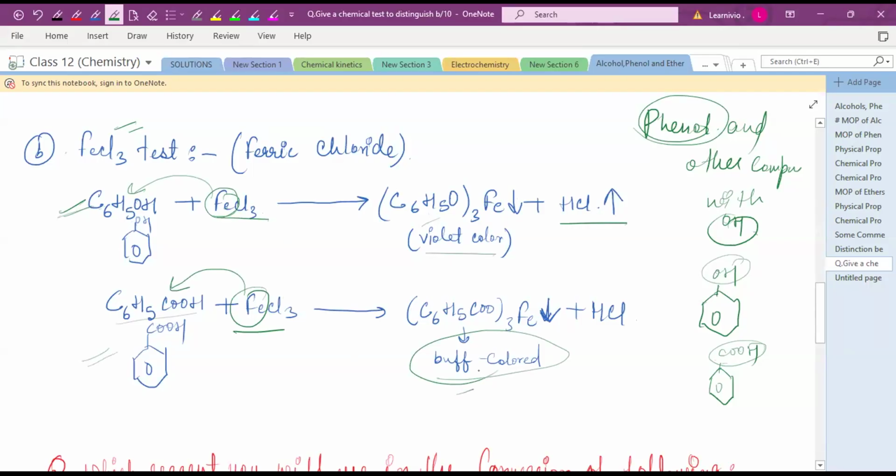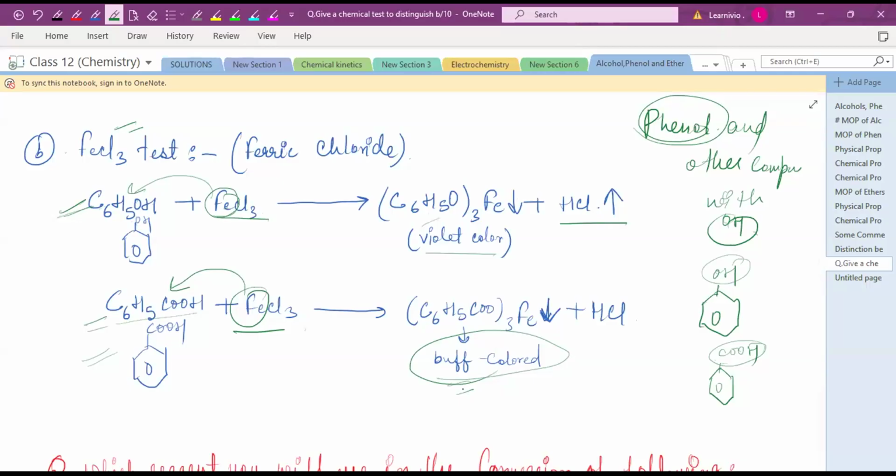Buff color is just a pale yellowish brownish color. Pale, बिल्कुल pale सा yellowish brown color का होता है. That is a buff color. Right. So when benzoic acid is treated with FeCl3, you will get a buff colored PPT. So that can differentiate between the phenol and benzoic acid.